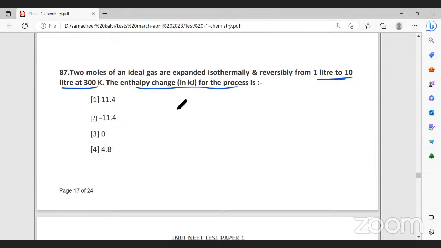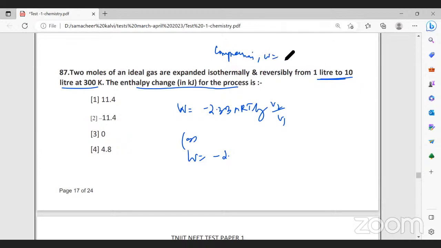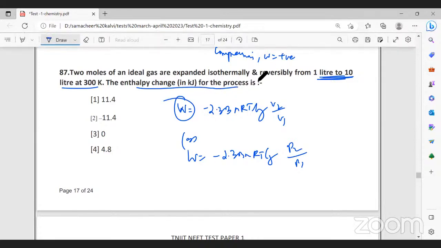They're asking enthalpy change. If it were work done, we can calculate it as W equals minus 2.303 nRT log of V2 by V1. Expansion, it is minus. Compression, work is done on the system, therefore W becomes positive. Expansion, work is done by the system, therefore you write the minus sign. So 2.303 nRT log of P2 by P1 in terms of pressure. But here they've given volume. The question is not asking us to calculate the work done. They're asking the enthalpy change in kilojoules for this process.